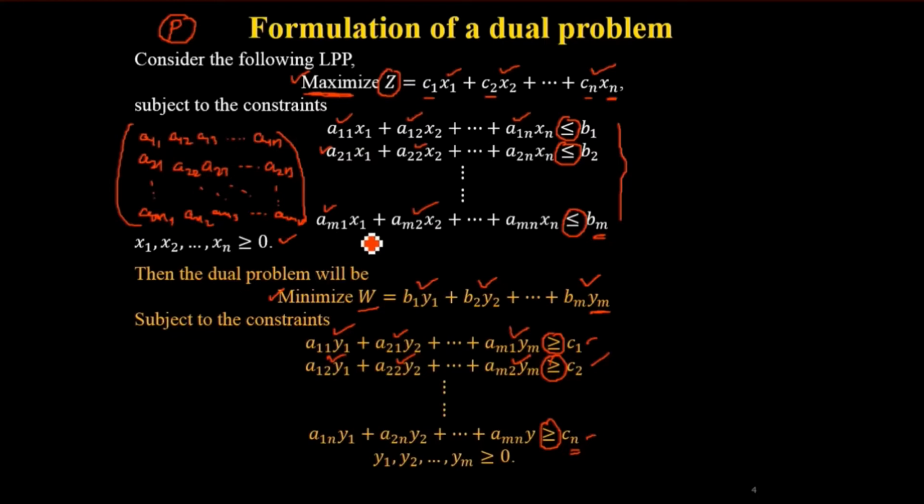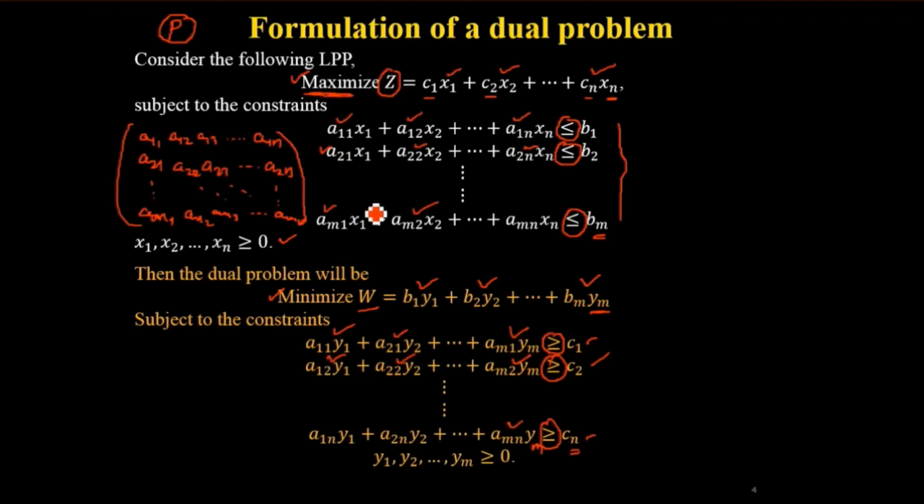The last row, am1 x1 is there, am2 x2 is there, and like that. So here it will be a1n y1, this one, then a2n y2, this one. So we are taking the transpose, if you see, plus and so on, plus amn ym, okay. Now understand the concept, and the non-negativity condition will become y1, y2 and so on, and ym greater than or equal to 0, okay. So in this way you can convert a primal problem to a dual problem.